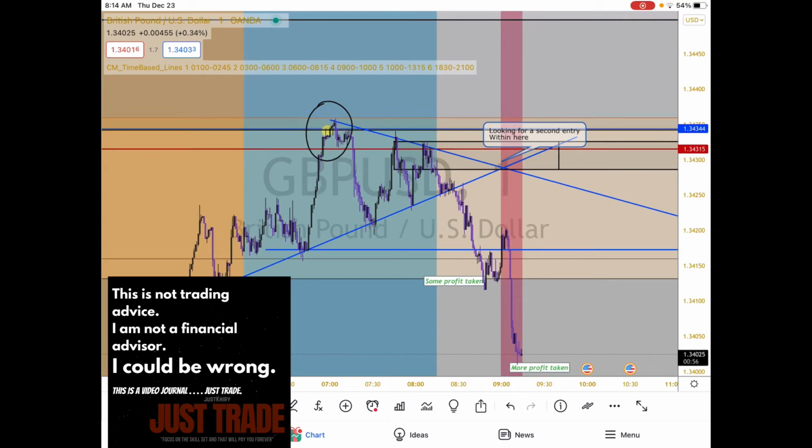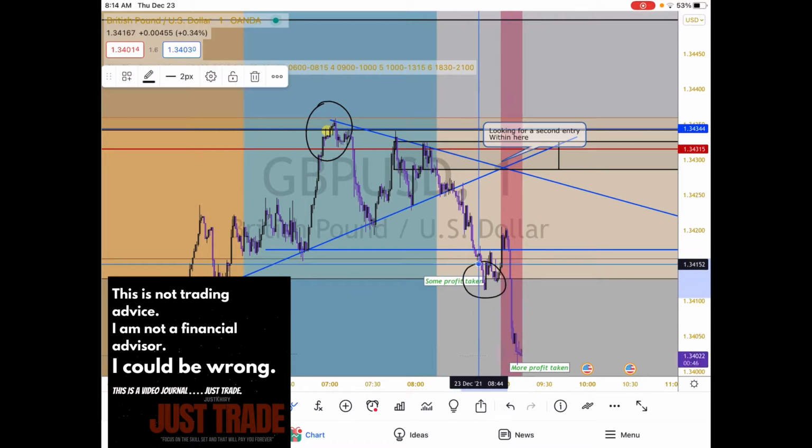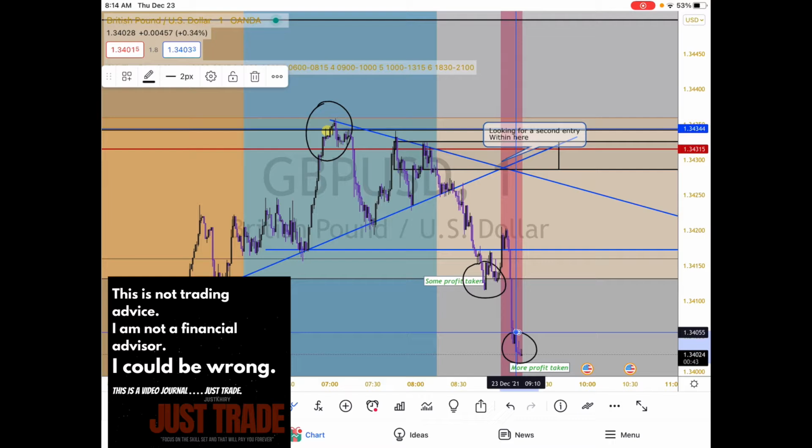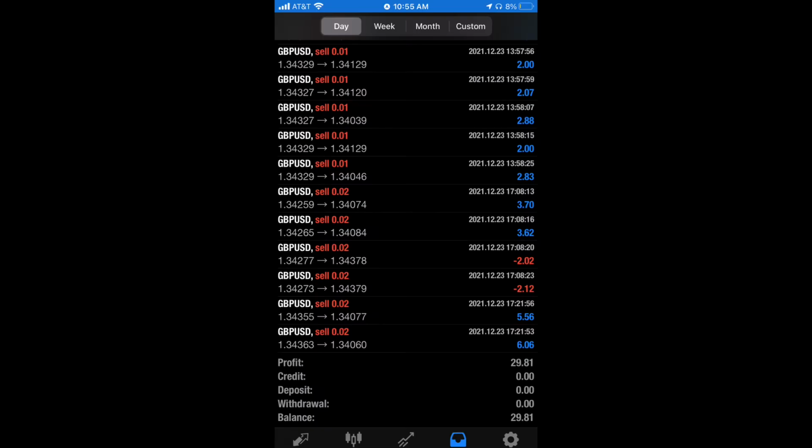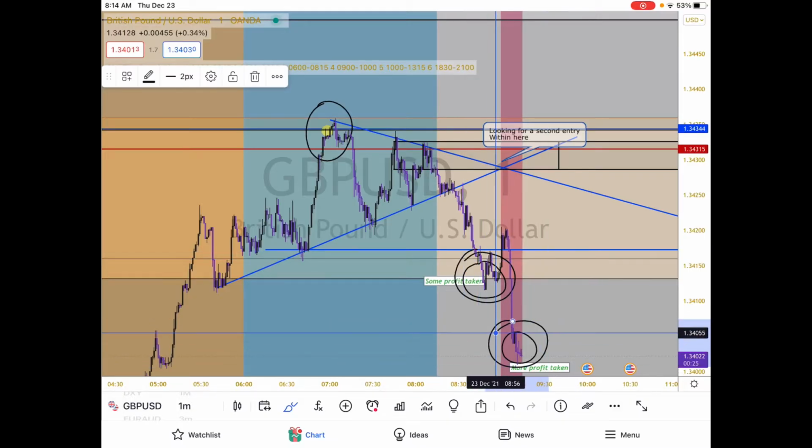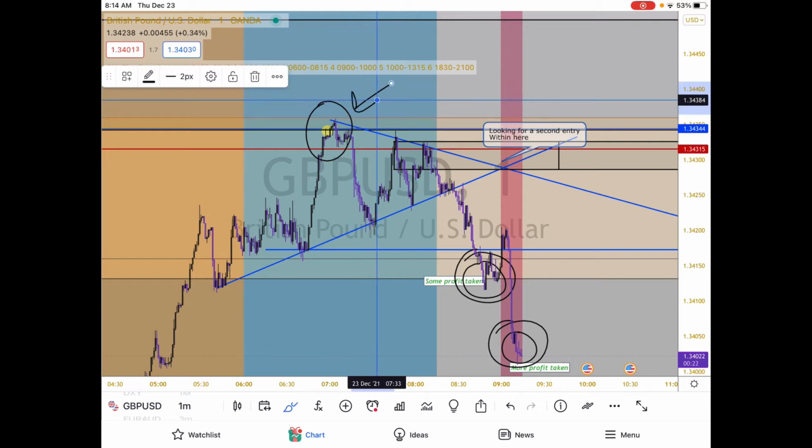Okay, I took out 5 entries. 5 of those entries, I took them out right here. And then I took out another 2 right here. I did 8. Was that 8? Yeah, so let me check my MetaTrader. So 1, 2, 3, 4. My bad. This first one, I took out 4 entries. Here I took out 2 entries. And I have 1 more left over from right here.